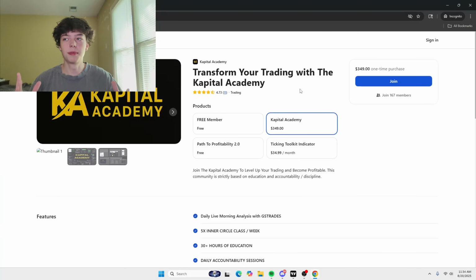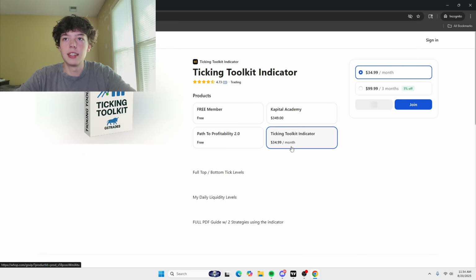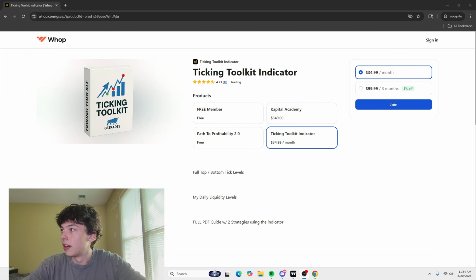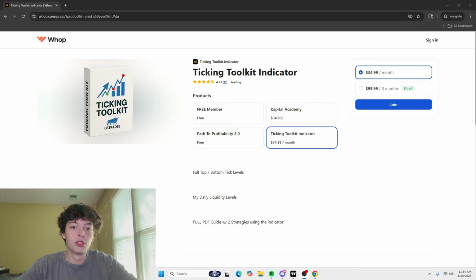So I ended up releasing my first ever indicator. I paid somebody to make me an indicator that plots all the levels I use for my IFEG trades, my order flow trades, my top and bottom ticks, all of that kind of stuff, and I asked them to condense it all into one indicator. It took a couple weeks to get done, but it is now done. So here it is right here. I'll just move my camera. This is the ticking toolkit for top and bottom ticks, you know what I'm saying?